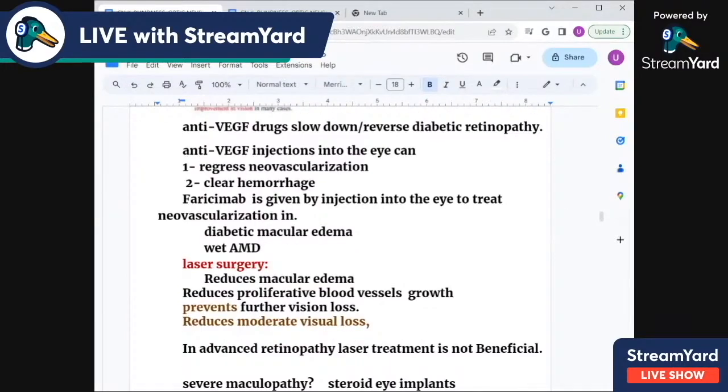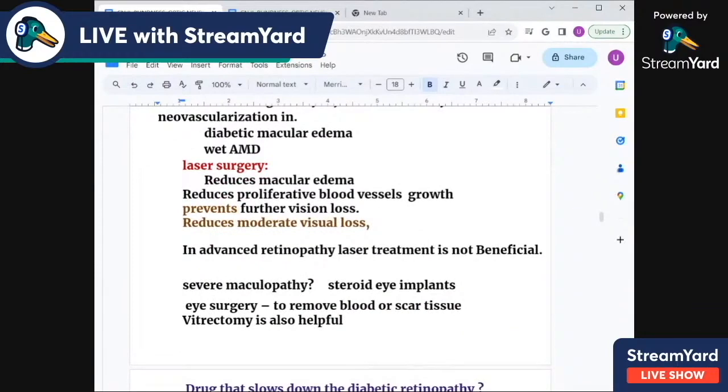So what are the effects of anti-VEGF drug? They regress the neovascularization, regress the macular edema, and decrease the visual loss. Other treatment is laser that also decreases neovascularization, decreases edema, clears hemorrhage, and decreases the visual loss. So these are the features with the laser surgery treatment and the anti-VEGF treatment for diabetic retinopathy. But laser treatment is not effective in advanced cases of diabetic retinopathy.